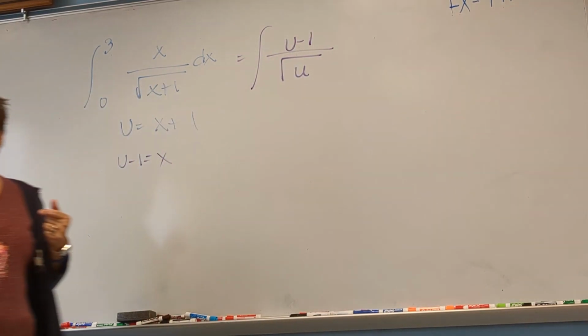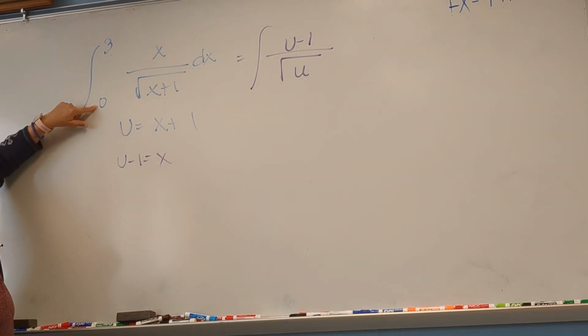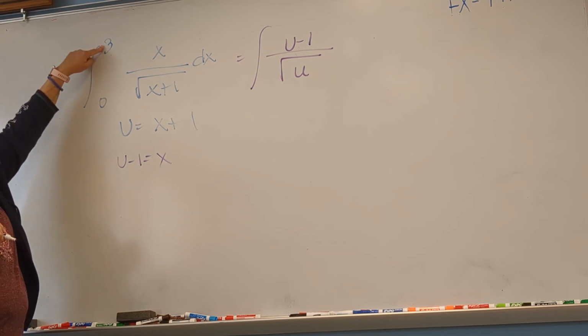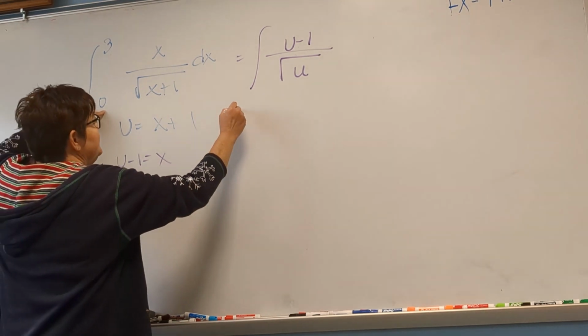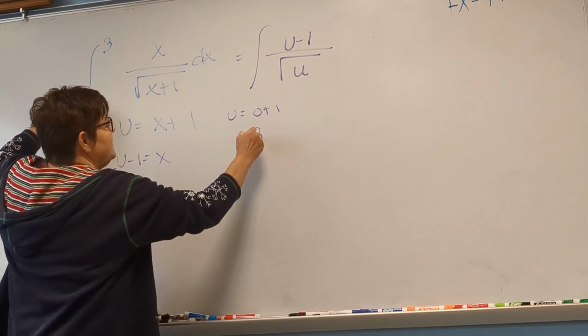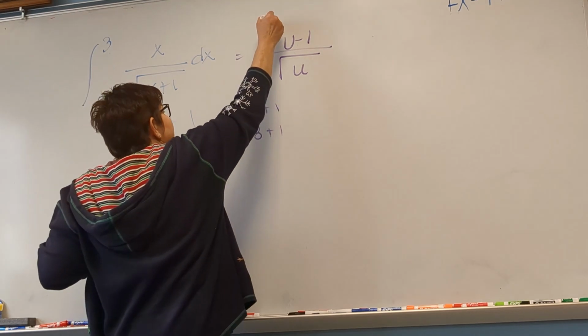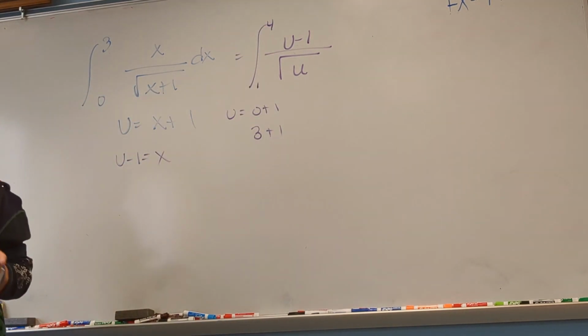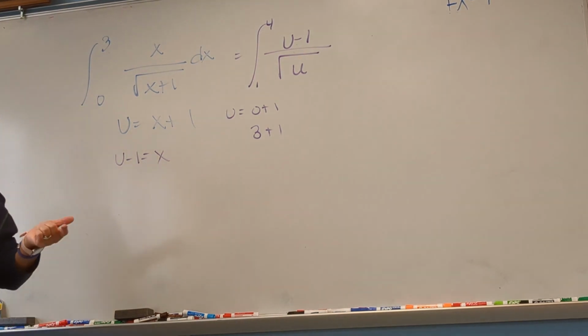Are we okay so far? There are two other things that we need to change, the dx and the limits, 0 to 3. So when x is 0, what would u be? And when x is 3, what would u be? If I plug in u equals 0 plus 1 and also 3 plus 1, what are my new limits for this problem? From 1 to 4. This alleviates the problem of me having to go back and resubstitute back into terms of x. If I leave everything in terms of u, I'm good to go.